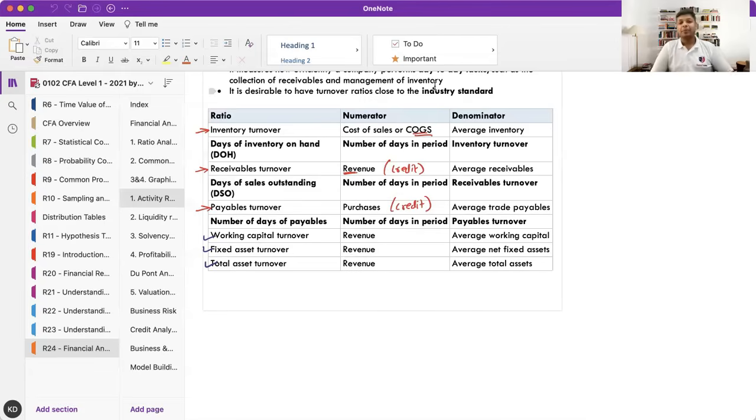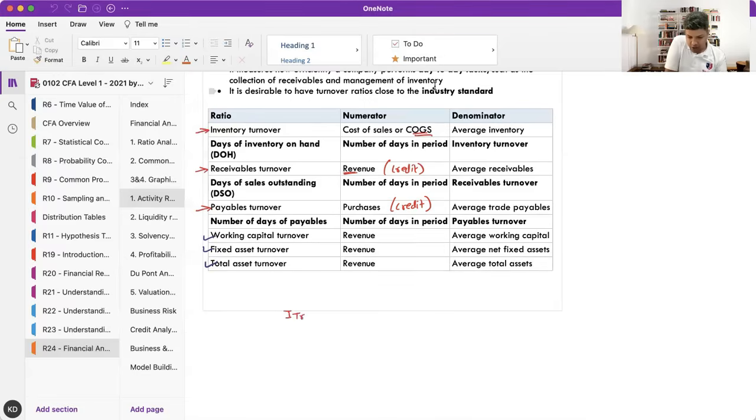So in all other ratios, in the numerator you have turnover or revenue. But in these three ratios, since it's inventory, instead of revenue you have cost of goods sold. For receivables, you have credit revenue. For payables, you have credit purchases. So let me take one of these ratios. Let me take the inventory turnover ratio.